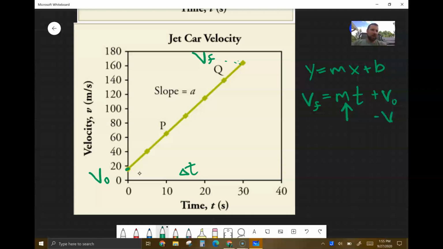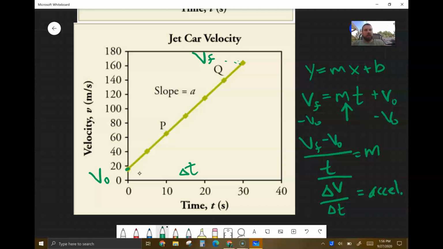In fact, if I rearrange this a little bit, minus v0, I get final velocity minus initial velocity. I'm going to divide by time equals that slope. That change in velocity over that change in time, that's called acceleration. I'm going to abbreviate it here because I'm lazy. So we have acceleration. So the acceleration is the change in velocity over the change in time. Great. All right, so that gives us a relationship we can work with. How quickly is the velocity changing? We're asking for acceleration. We're asking for the slope of a velocity time graph.